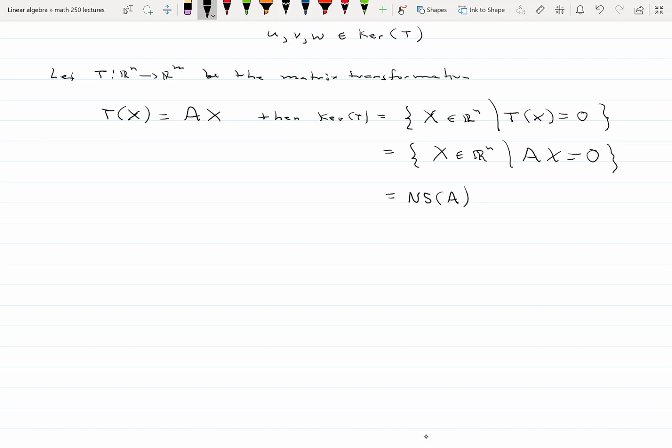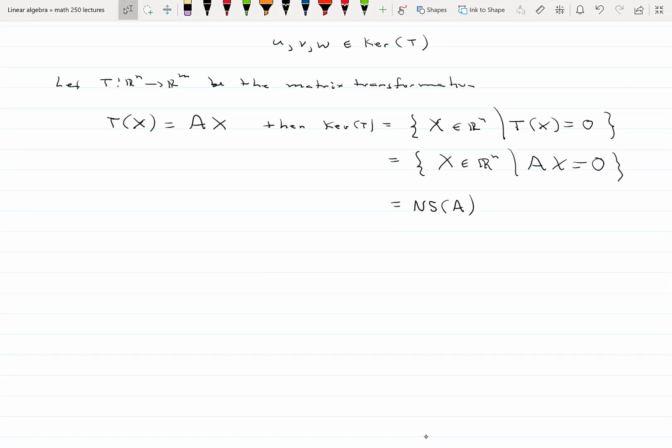So I'm going to bring up an old example with fresh eyes. We're going to look at it through a new set of glasses here, so to speak. So example: find a basis for the kernel of T.